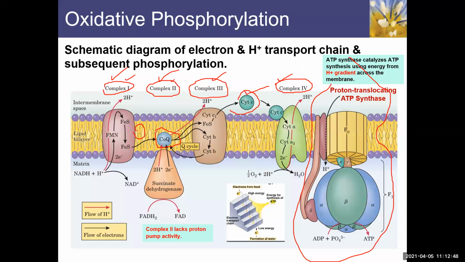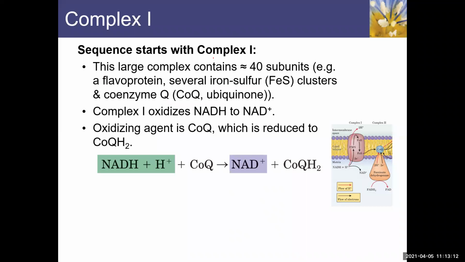Now, if you ask me, out of these four respiratory enzymes, which enzyme is larger? Or which respiratory enzyme is larger in this group of four enzymes? I would say that complex 1 is larger because it is made up of 40 subunits, as you see over here.